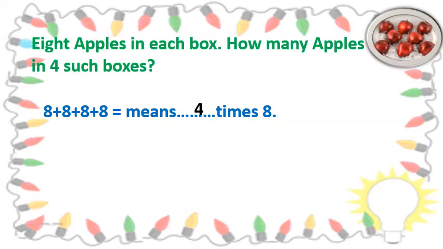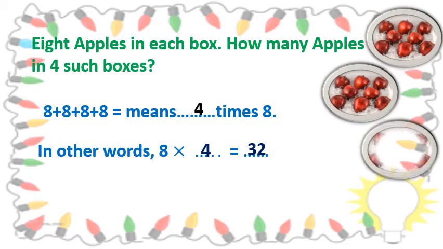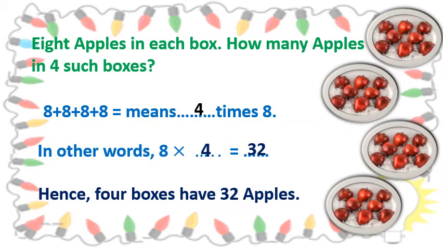Okay, now 4 times 8 means, in other words, 8 multiplied by 4. Correct? Now 8 4s is 32 or 4 8s are 32. So here altogether we can say there are 32 apples. Hence 4 boxes have 32 apples. Got this, students?